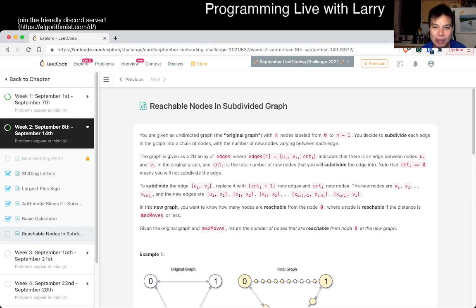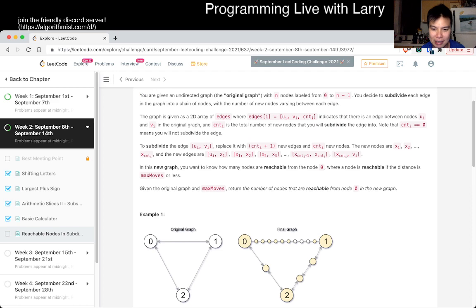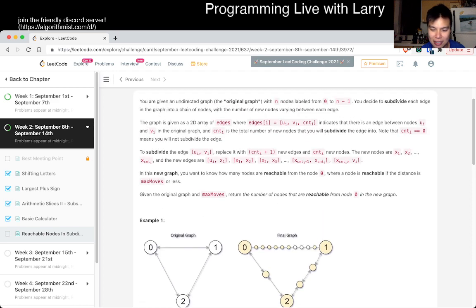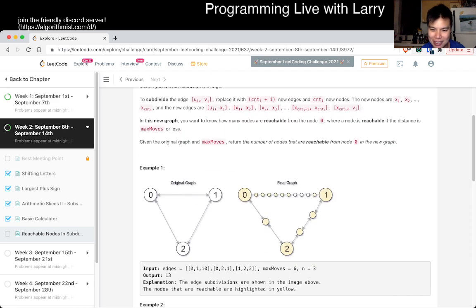Anyway, today's problem is reachable nodes in subdivided graph. Okay, let's see. What does this mean? You have an undirected graph, okay? You have n nodes, okay? You have a chain of nodes with a number of new nodes. What does that even mean? Wow, it's like these nodes have babies or something.